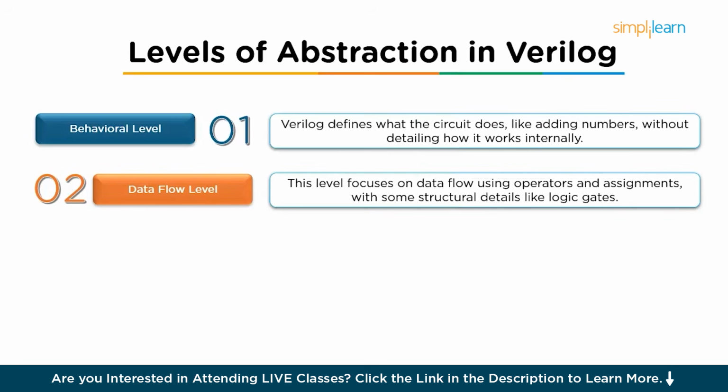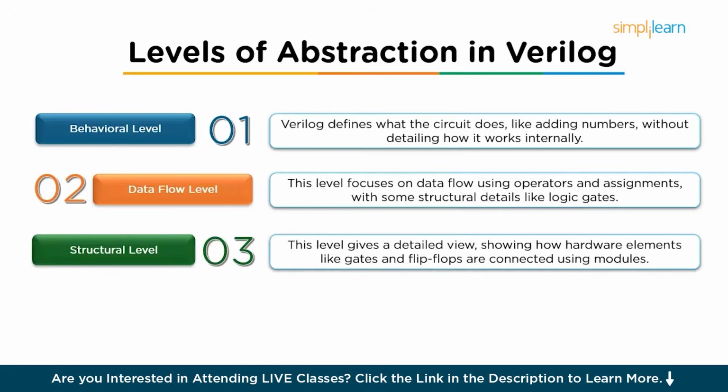The second level is the dataflow level. At this level, the designer specifies the flow of data through the circuit, typically using continuous assignment and operators. So the focus here is still on the data movement and the logic of the circuit, but it begins to introduce some structural details, such as the use of specific logic gates like AND, OR, and other gates.